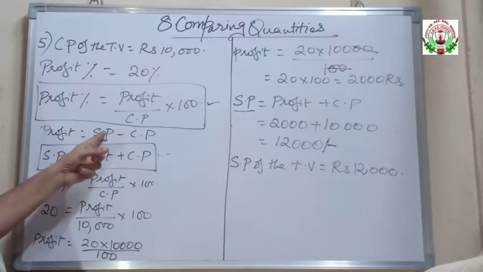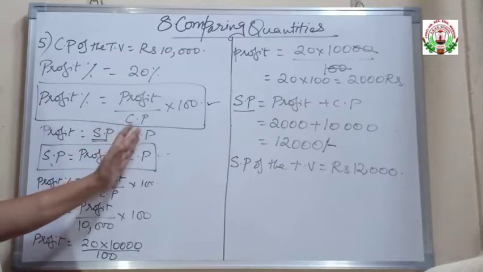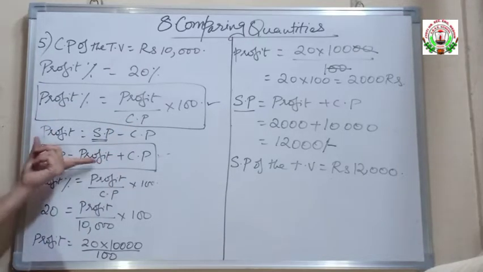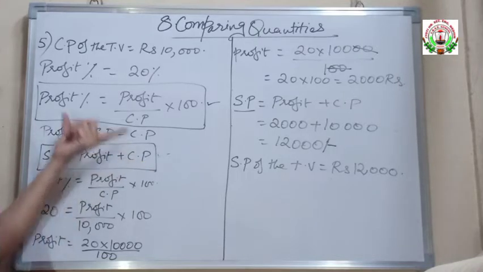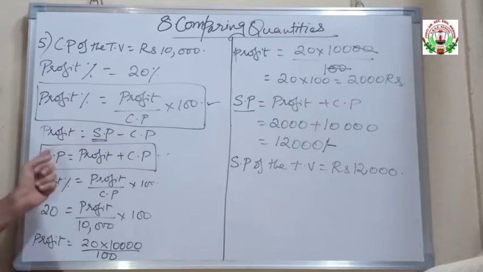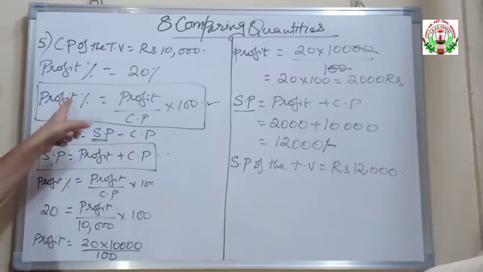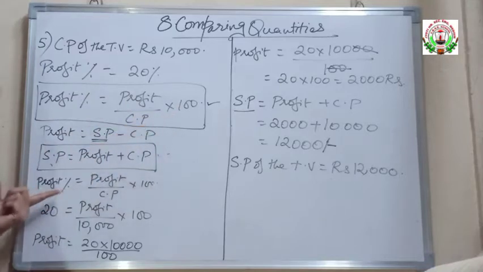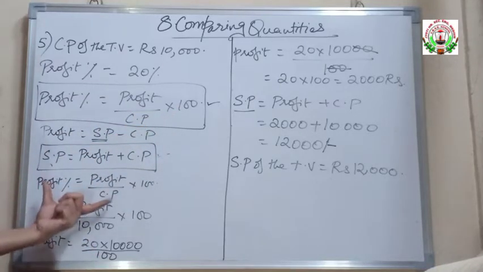So I have kept this SP, and I have taken this CP to the other side. I have got the formula as SP is equal to profit plus CP. So we are going to use these two formulas to find the SP of the TV. So from the first formula, profit percent is equal to profit by CP into 100, I have given the values wherever it is necessary.